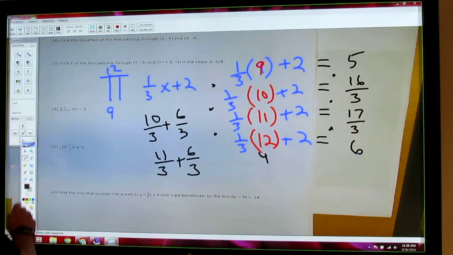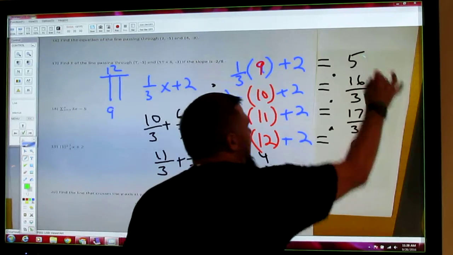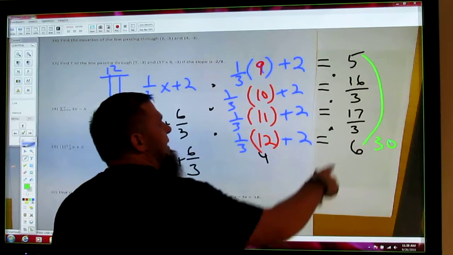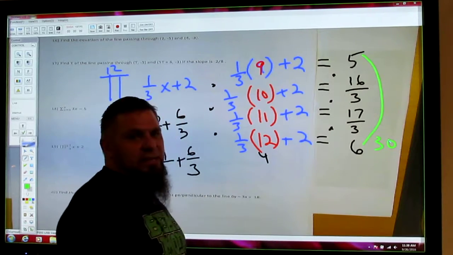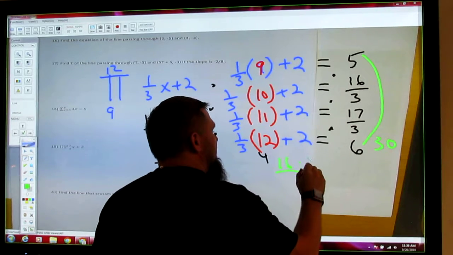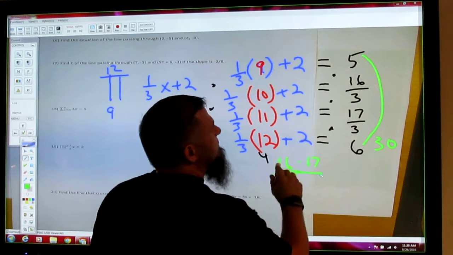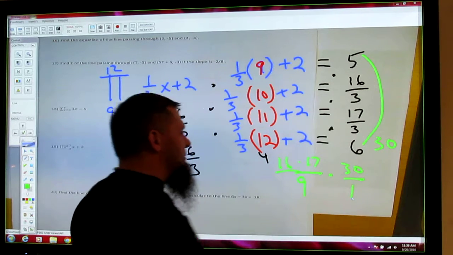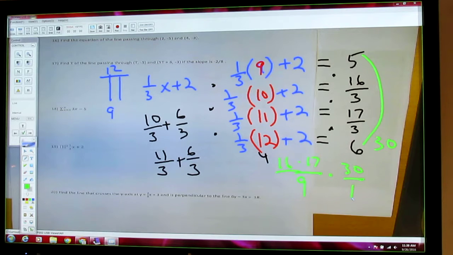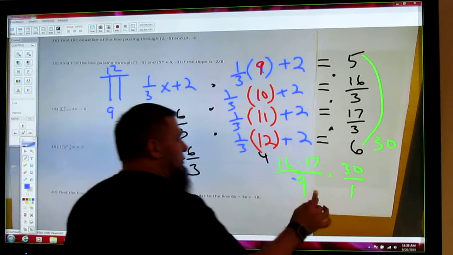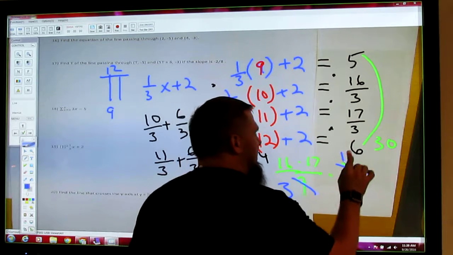And so now, I'm going to take 6 times 5 and get 30, right? And then I take these two. 6, and I got 16 times 17 over 3, and 9 times 30 over 1, right? Now does 9 go into 30? It doesn't come out even. 3 goes into here 3 times, 3 goes into here 10 times, yeah?